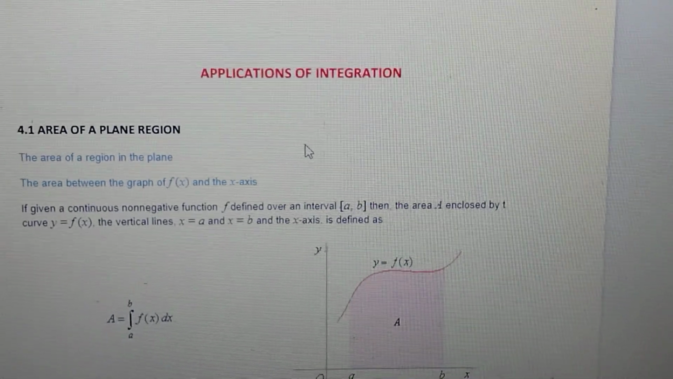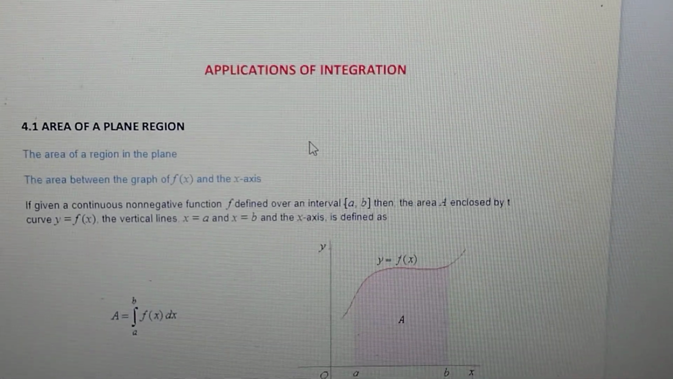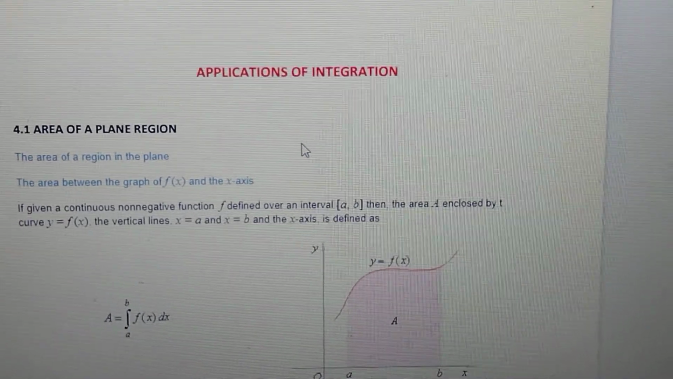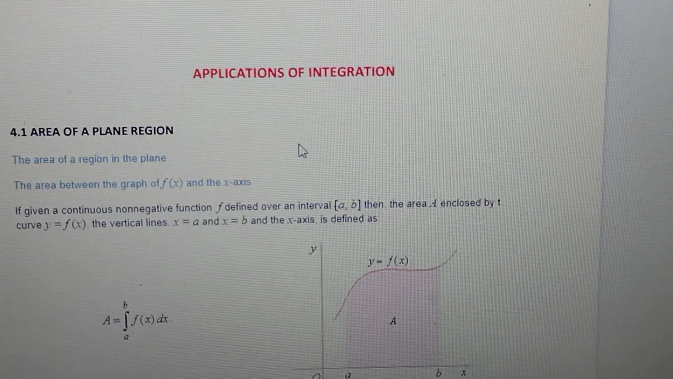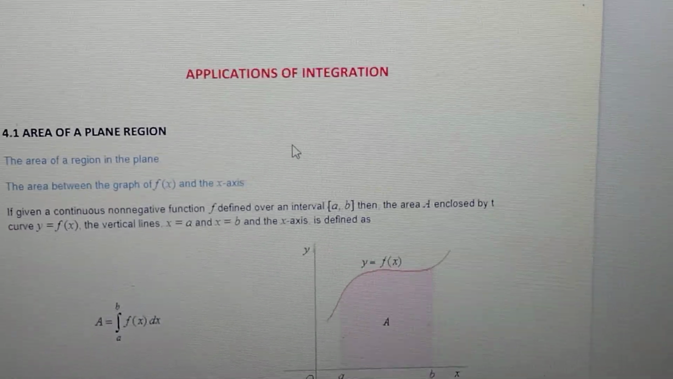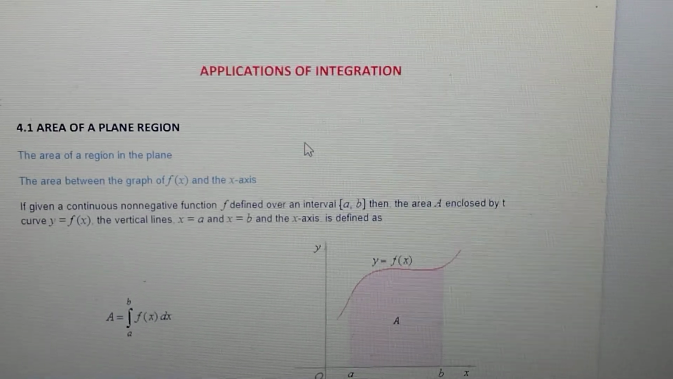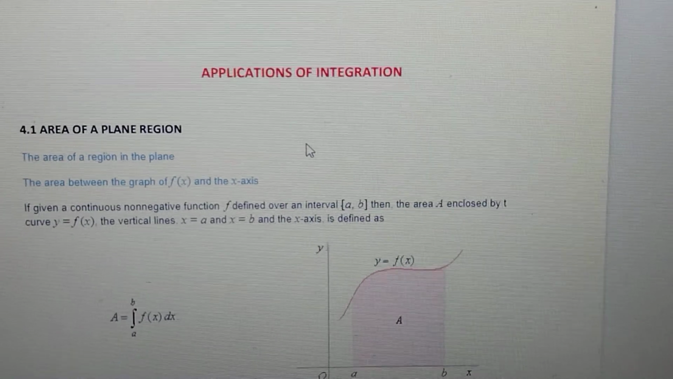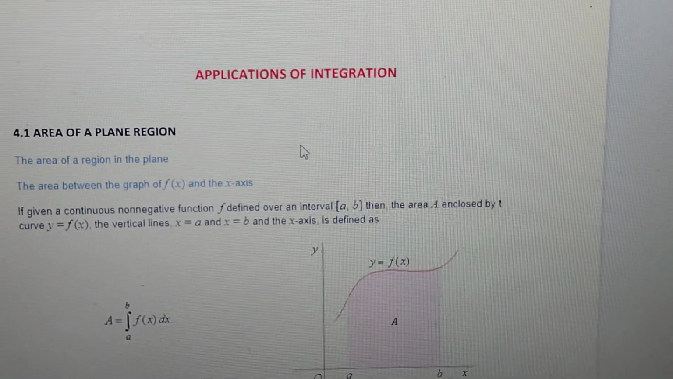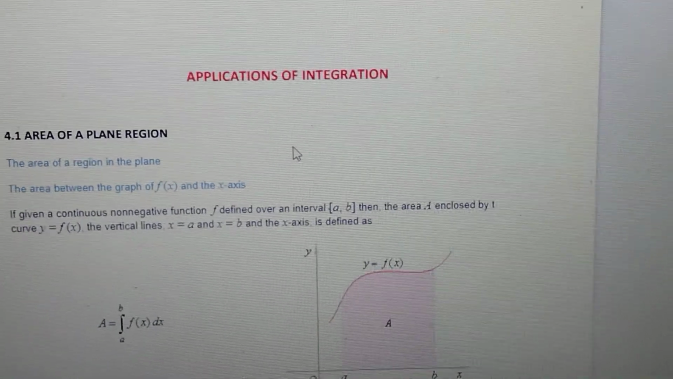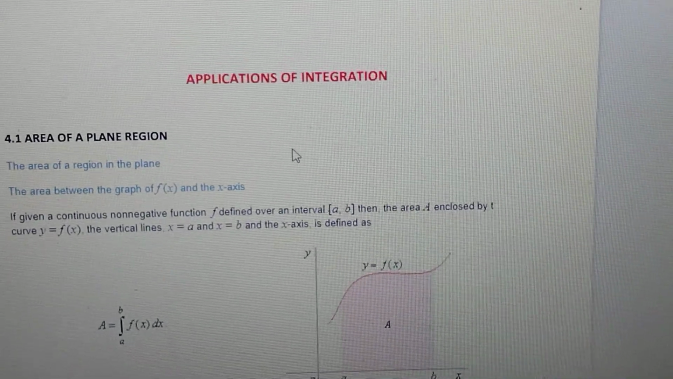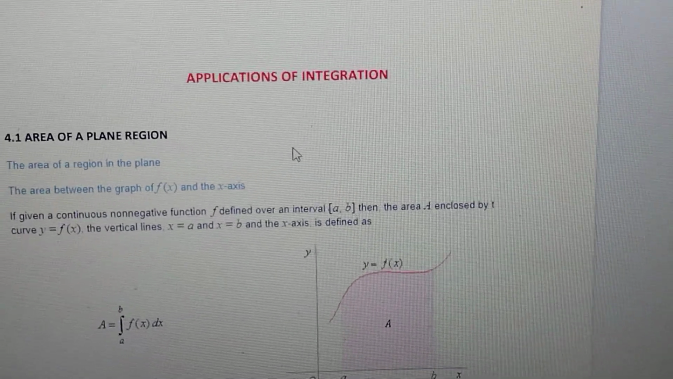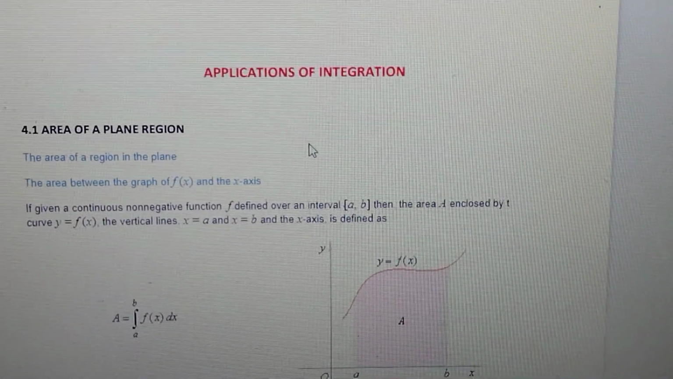Okay, good day everyone. We are now on the applications of integrations. There are plenty of applications of integration. But first, we need to discuss how to find the area of a plane region. In this case, we need to consider a graph of the function so that we could see how to calculate the area of a certain region.